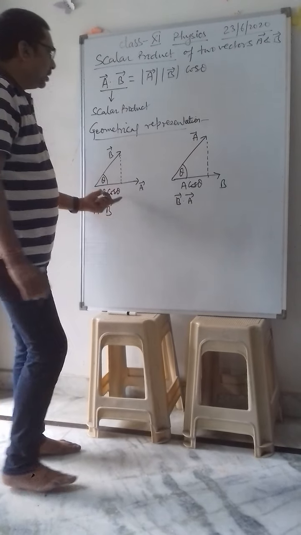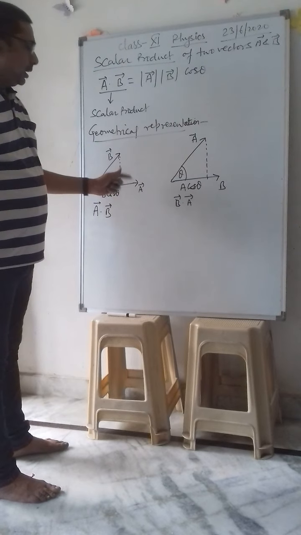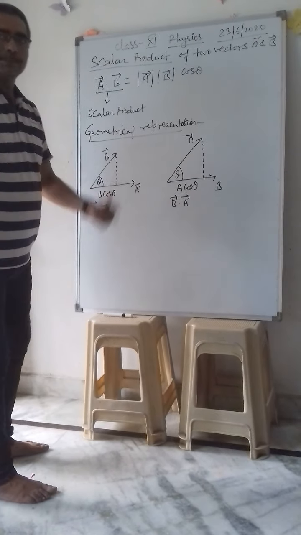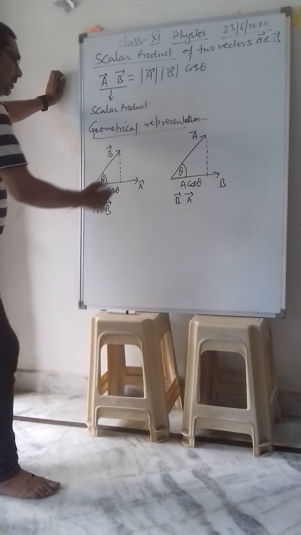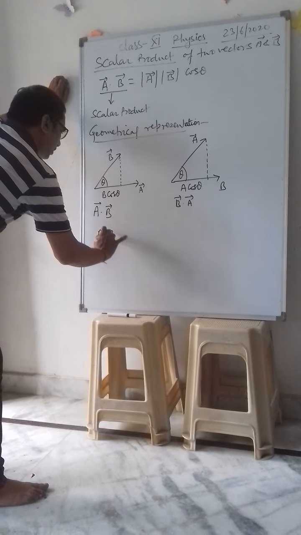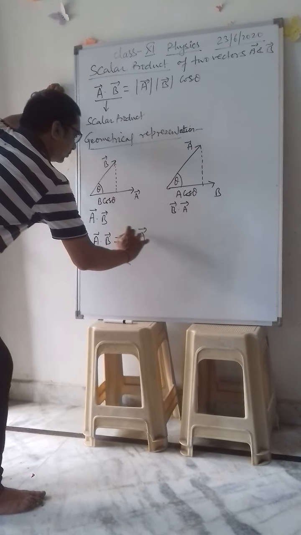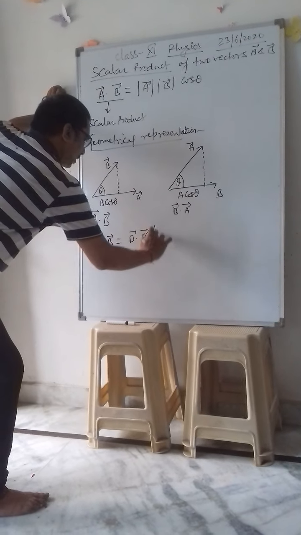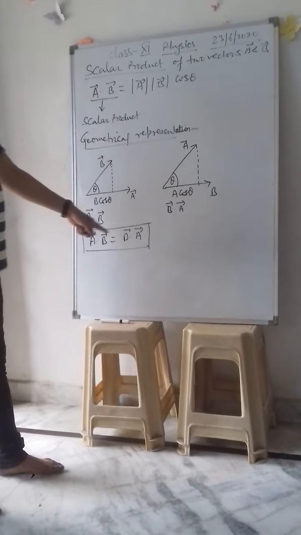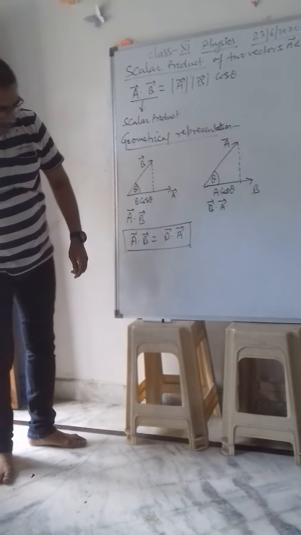So this is the geometrical representation of the scalar product of two vectors A and B, as A dot B and B dot A. This will be equal: A dot B equals B dot A. It can be proved that A dot B equals B dot A. Now we can take some examples.